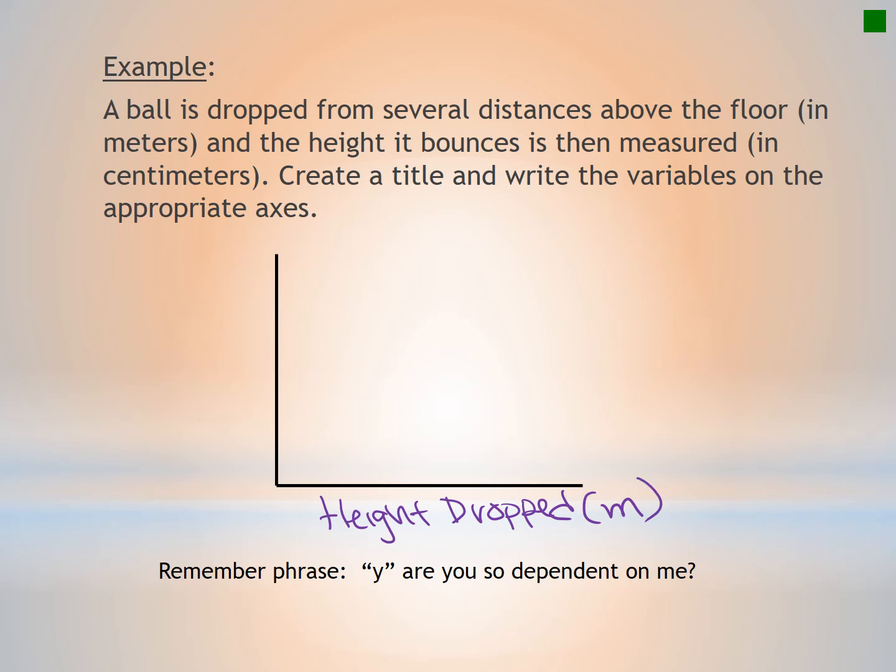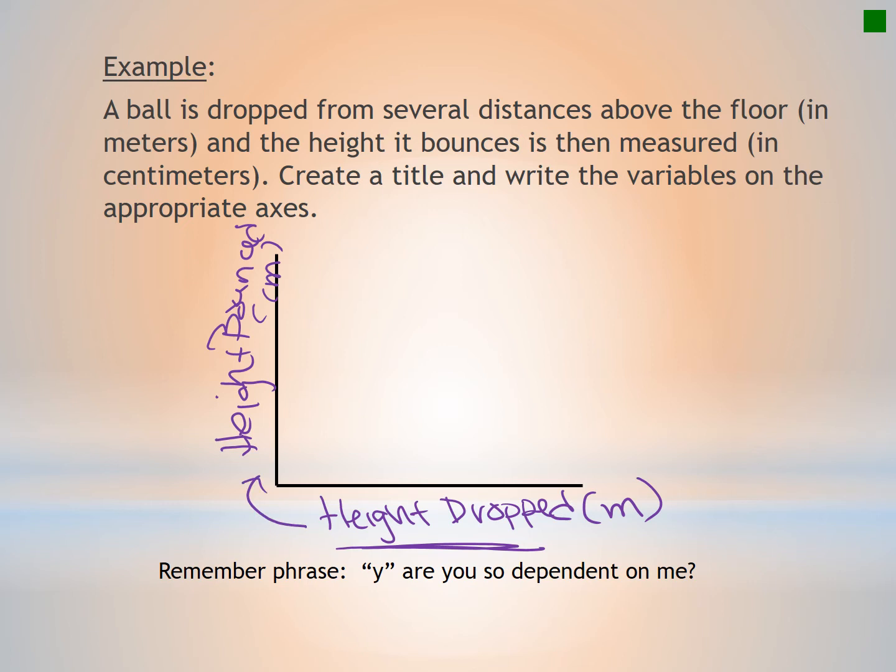Okay, and so because I dropped it at a certain height, it bounced a certain height. So this would be height bounced. And that would be in centimeters. Okay, so once again, I figured out what I did, and that goes on your x-axis, and then the other one, what changed because I changed the independent variable, the dependent variable, will go on the other one.